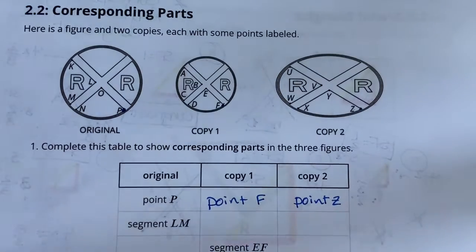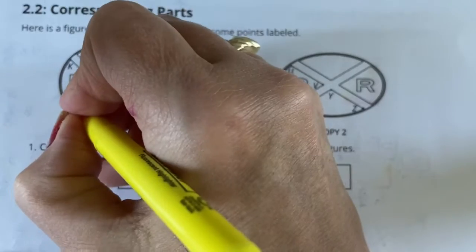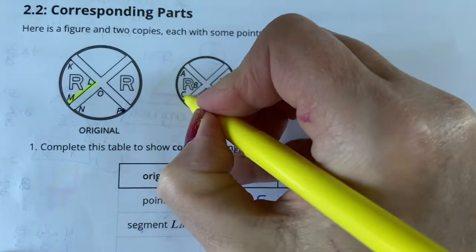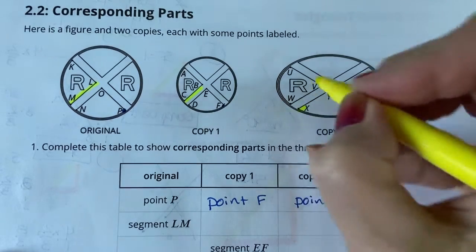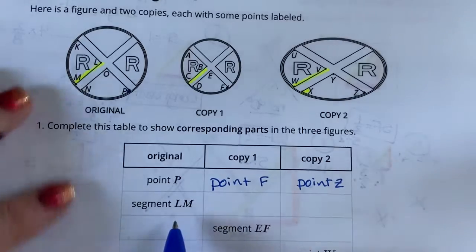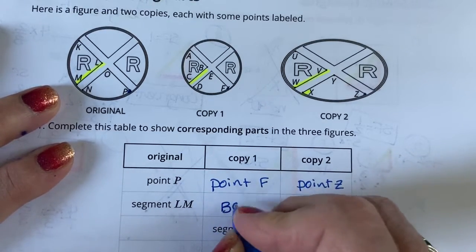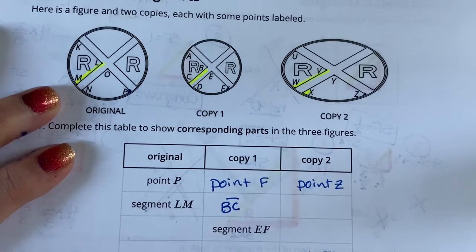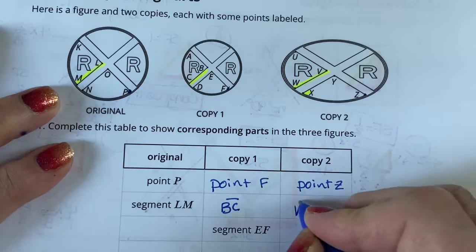Line segment LM, okay, so line segment LM is right here. So that would have to be BC here, and, oops, wrong one, WV there, okay? So line segment LM matched up with line segment WV, and you would write the line segment like this. You don't have to write out segment. That means line segment.